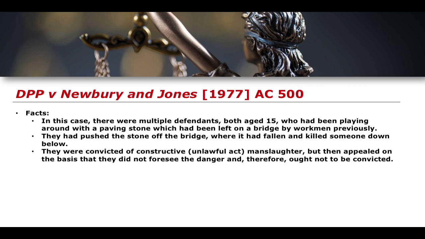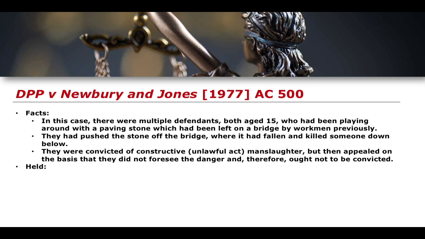Now, they were both convicted of constructive manslaughter, of unlawful act manslaughter, but what they did was they appealed on the basis that they did not foresee the danger, and so as a result of which, because they didn't foresee that when they pushed the rock off the bridge, that there was going to be someone down below who was going to get hit by the rock and killed, because they did not foresee that danger, they ought not to be convicted of constructive manslaughter.